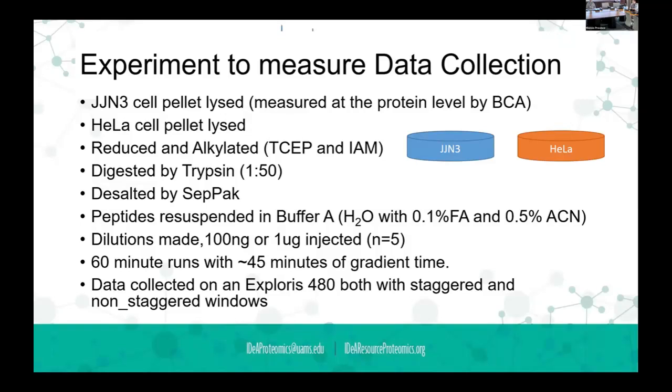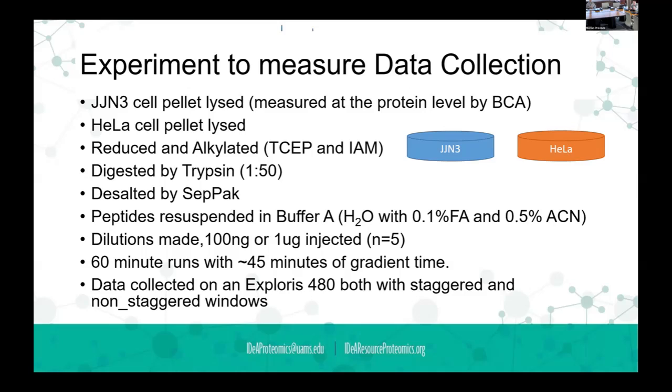The nuts and bolts of it is I took a couple of cell lines and got a cell pellet, lysed them, reduced and alkylated, did the trypsin digestion, all the things that you guys do, week in and week out. Resuspended those in what we call our buffer A.